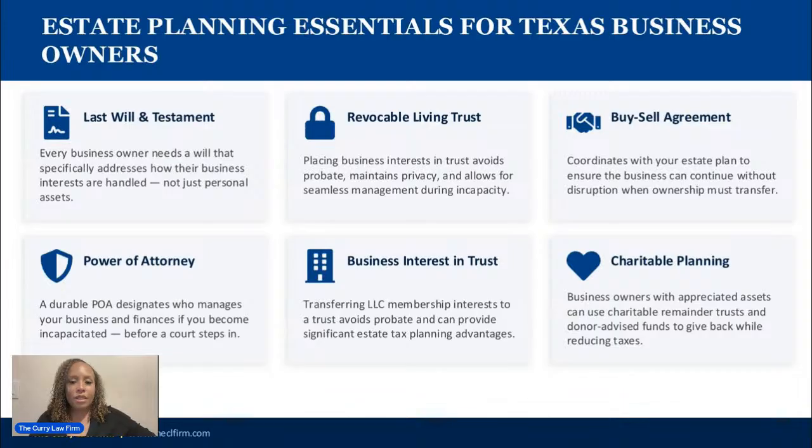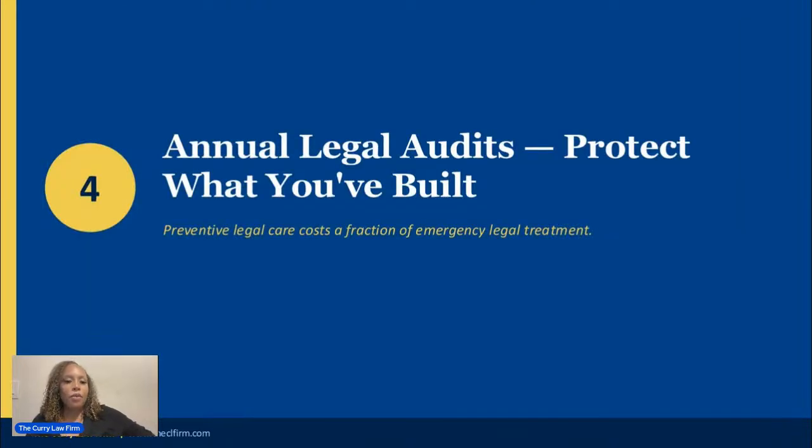Charitable planning. Business owners with appreciated assets can use charitable remainder trusts and donor advised funds to give back while reducing taxes. And number 4, how to deal with annual legal audits and protect what you've built. So we want to talk about preventative legal care, which costs a fraction of the emergency legal treatment, meaning that if you can put certain strategies in place now, you can avoid how much it would cost in an emergency situation to treat the matter because you already have certain strategies implemented in your business so that if this does occur, there isn't panic and frantic running around.